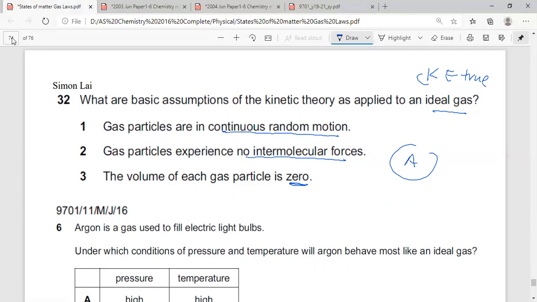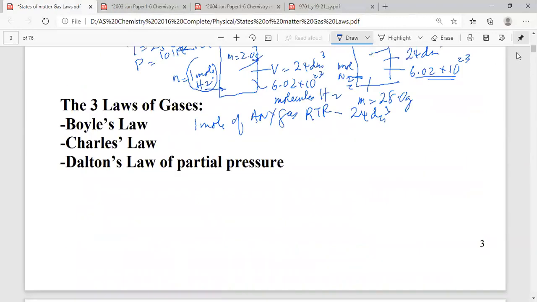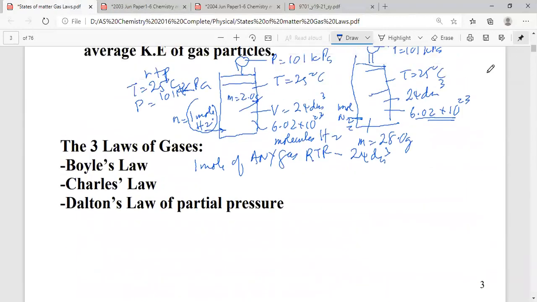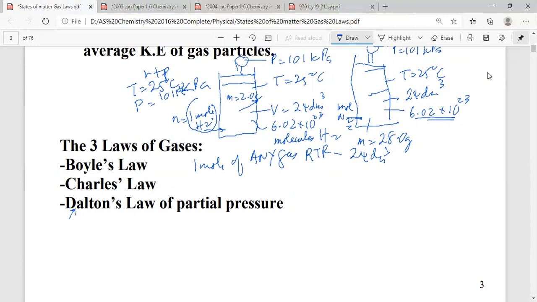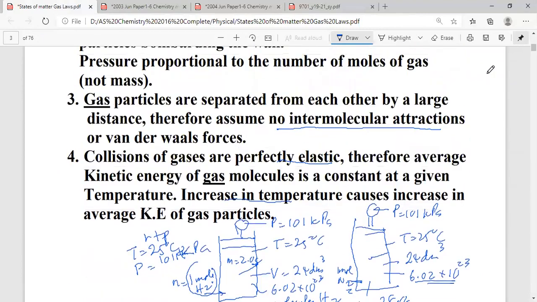Now let's go to the actual Boyle's law. Remember there are 3 laws which are used. Like I said, 3 laws of gases: Boyle's law, Charles's law, and Dalton's law of partial pressure. We will do this even though it's not mentioned in your syllabus, but they do ask Dalton's law of partial pressure, because it's an application of the ideal gas law. Let's see how we deal with each of them.